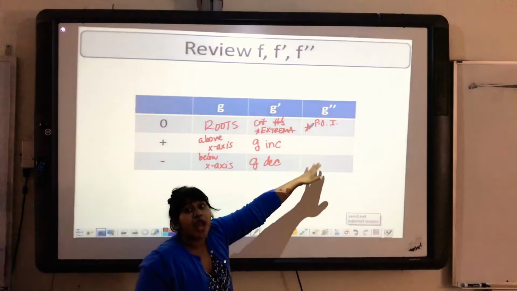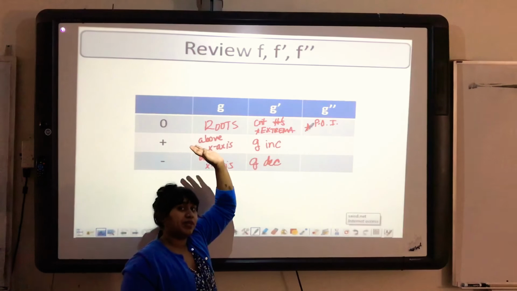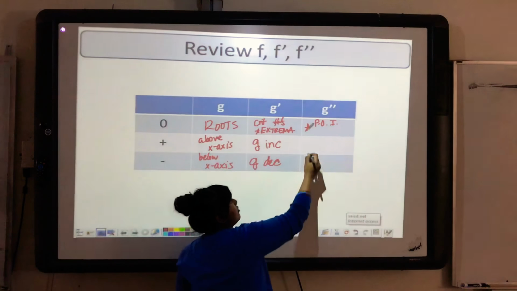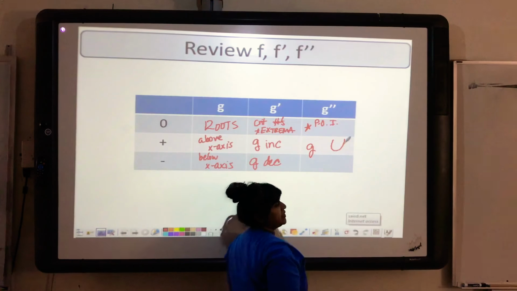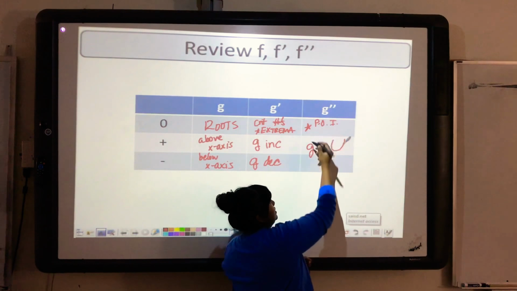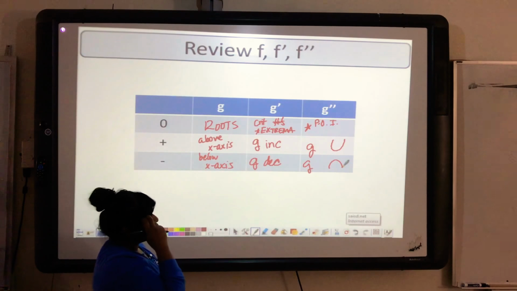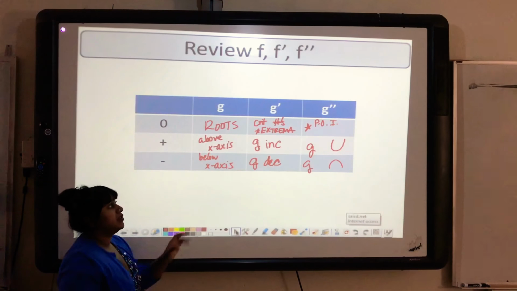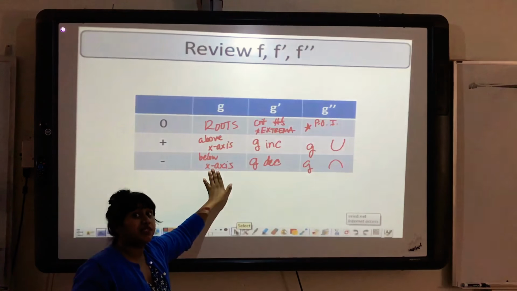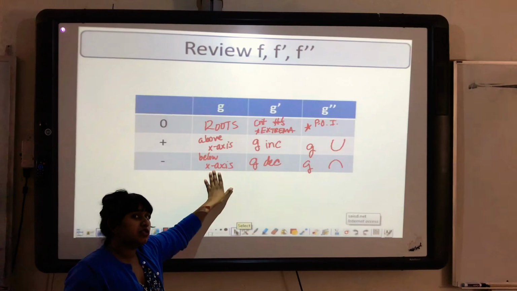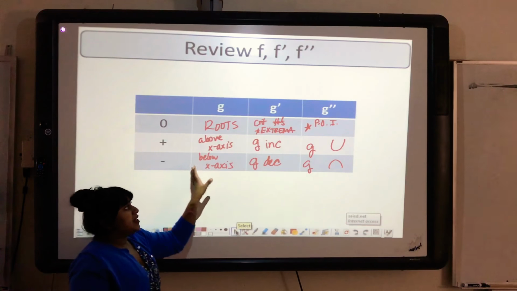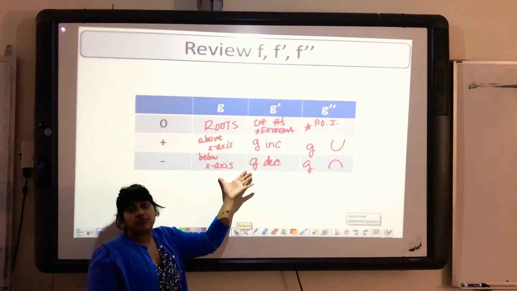Well, what happens if the graph of g double prime is positive or above the x-axis? This tells us g is concave up. It's smiling. So if it's negative, then g must be concave down. So we see this relationship. We knew all of this. This hopefully felt like review. If it didn't, you may need to go back and look at Unit 4 and 5. But this is just that review concept.